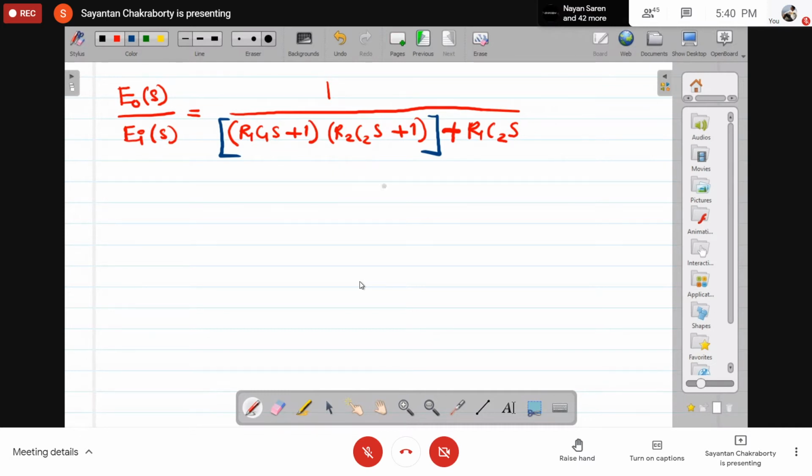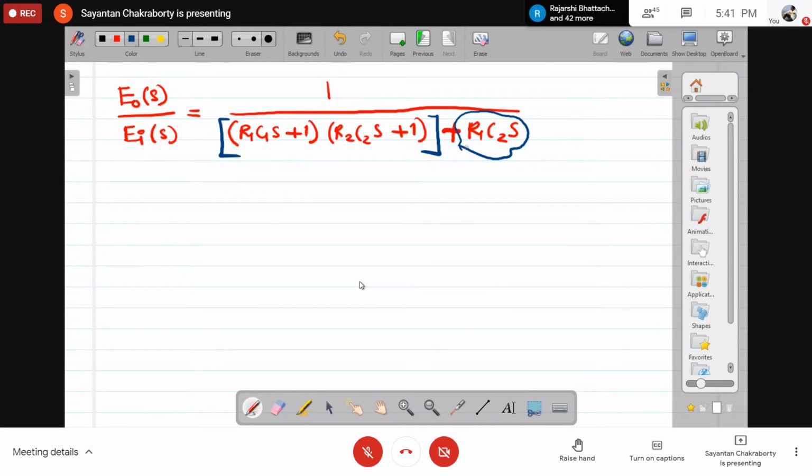But this part indicates that there's an interaction between R1 and C2. So there is obviously a loading effect between the individual parts of the circuit. That's why the overall transfer function will be modified from what you obtain by cascading these two transfer functions.